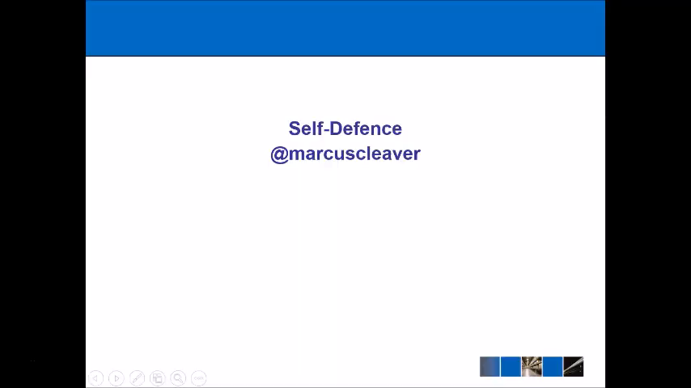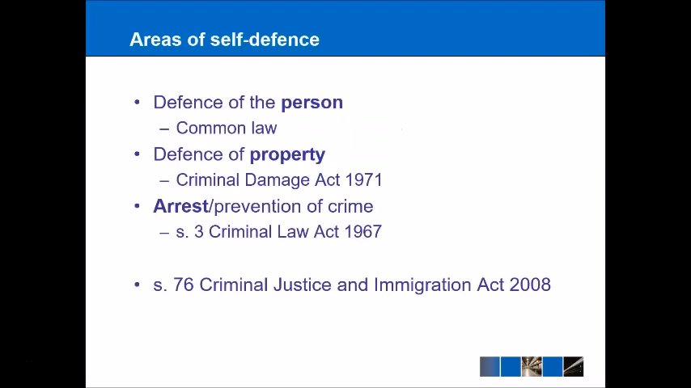So self-defence covers three key areas. There's defence of the person, which used to be covered in the common law, defence of property, which was covered by the Criminal Damage Act 1971, and self-defence in relation to the arrest or prevention of crime, which was covered by Section 3 of the Criminal Law Act 1967. Now, in 2008, the Criminal Justice and Immigration Act was passed, and Section 76 of that Act basically codifies all of the previous law into one very straightforward and simple section of legislation.